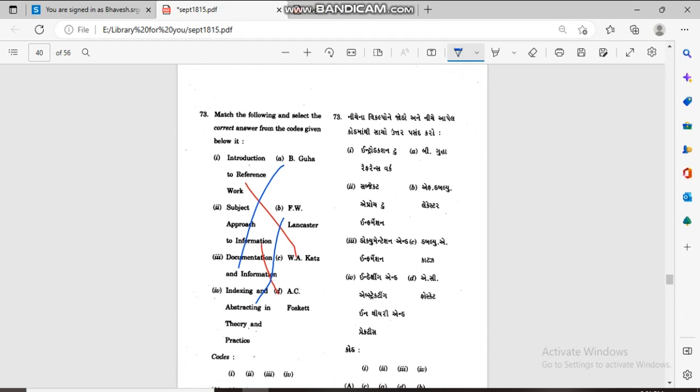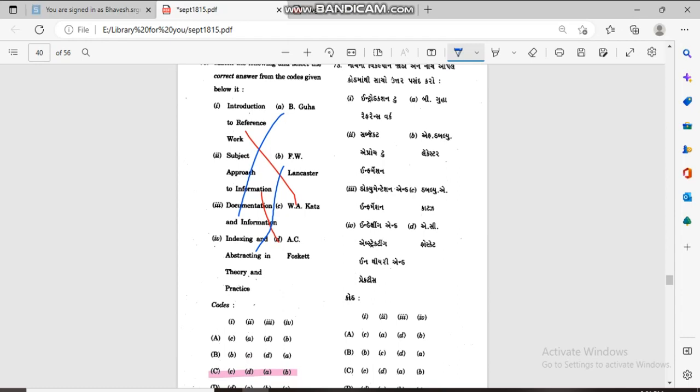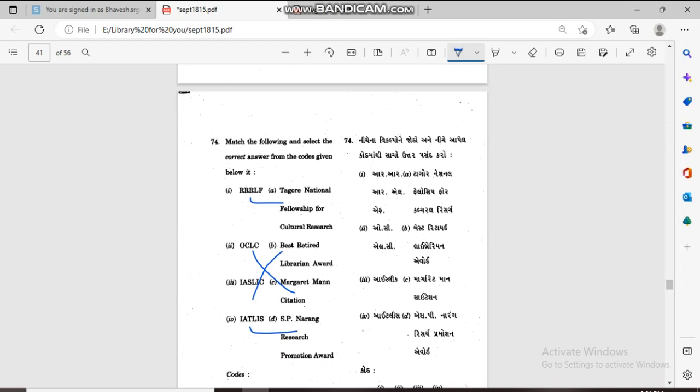Match the following. Introduction to Reference Work, W.A. Katz. Subject Approach to Information, A.C. Foskett. Documentation and Information, B. Guha. Indexing and Abstracting in Theory and Practice, F.W. Lancaster.